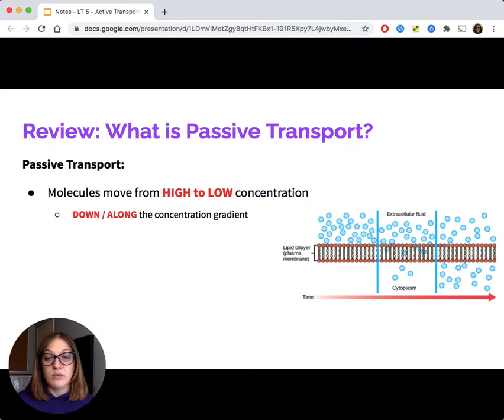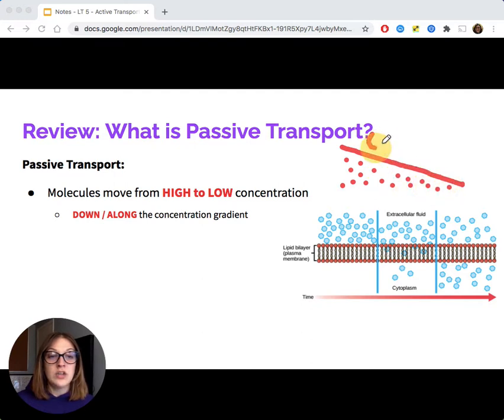The word gradient refers to slope. So when you think about what this means, think of a slope, a hill. At the top part of that hill, you have a lot more space underneath in comparison to the lower end of the slope. If you were to drop a ball at the top of this slope, what do you think would happen? Well, over time, that ball will naturally roll down the hill. You don't need to push it. So this is what it means when it says that it rolls down or along the concentration gradient.